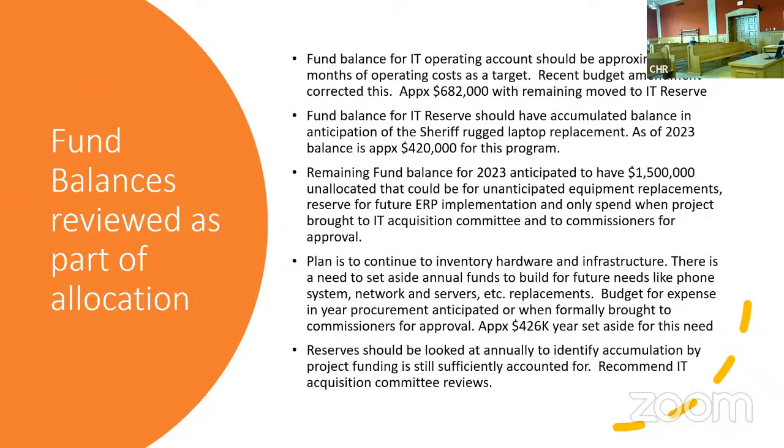So just to be sure, the purchase would go through approval of the IT acquisition committee and then to the board. Right, because we won't be budgeting it as any expense. It'll be sitting in fund balance. And so for purpose of having authority to spend, we'd first have to receive board approval, commissioner's approval.